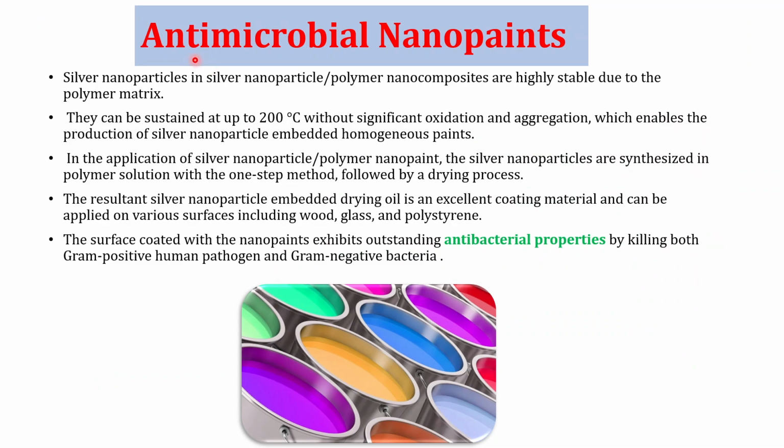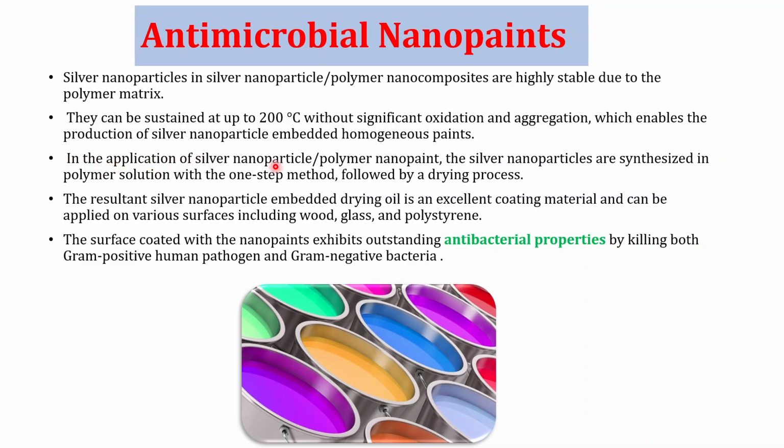And another thing is it is used in nano paints, especially antimicrobial nano paints. We are seeing all these things now, and the silver nanoparticles in advertisements, especially Asian Paints or something. Silver nanoparticle polymer nanocomposites are highly stable due to the polymer matrix. They can be sustained up to 200 degrees Celsius without significant oxidation and aggregation, which enables the production of silver nanoparticle embedded homogeneous paints.